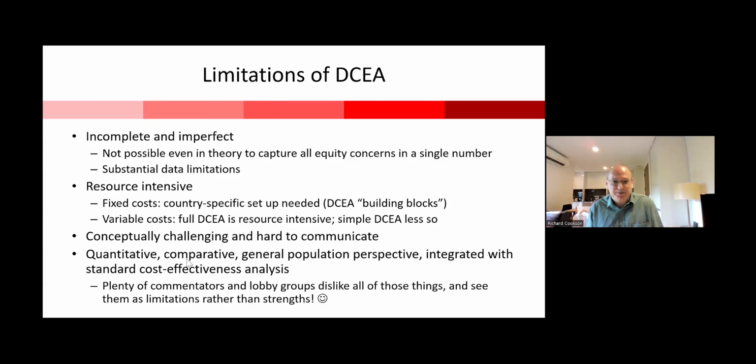Now, the other limitation, of course, is all the advantages of DCA, right? If in fact it's comparative, quantitative, general population, and it goes with standard cost effectiveness analysis, I see these things as great advantages, right? But some people hate all of those things. In lobby groups, I don't like cost effectiveness. I don't like quantifying things. Equity is so subtle and ineffable, you can't possibly quantify it. So there you are. You can have these debates. Fine. So that's the limitations.